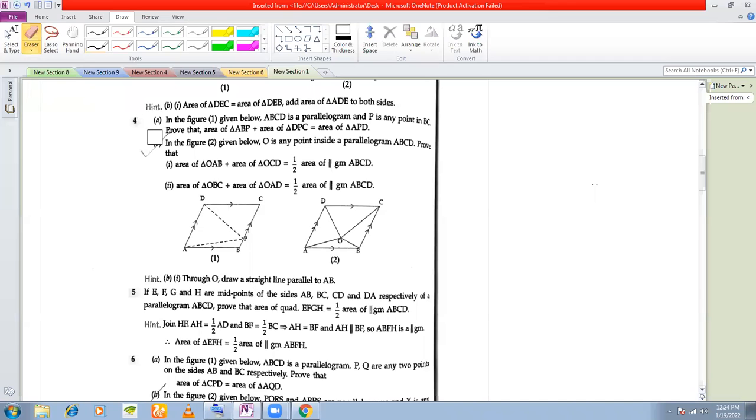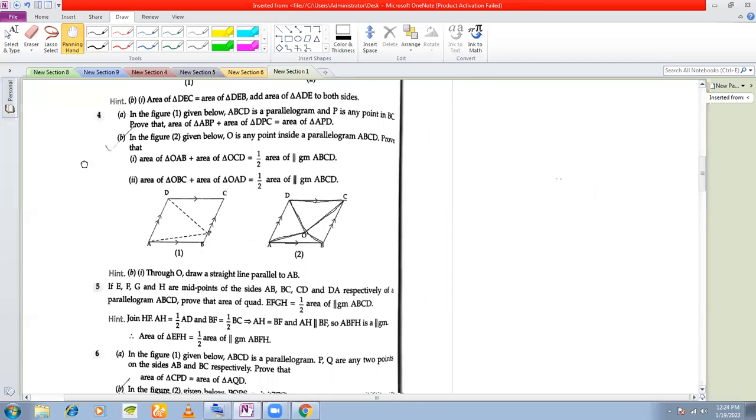area of triangle OAB. OAB with which triangle? This triangle OAB, plus area of triangle OCD, plus area of this triangle. That means sum of the areas of these two triangles, they are saying you to prove that it is equal to half area of the parallelogram ABCD. Okay, so how will you show? There's a small construction that you need to do. Okay, let's write what you need to prove first.